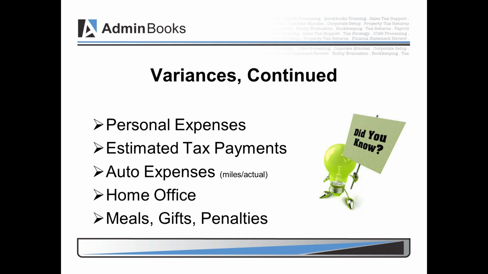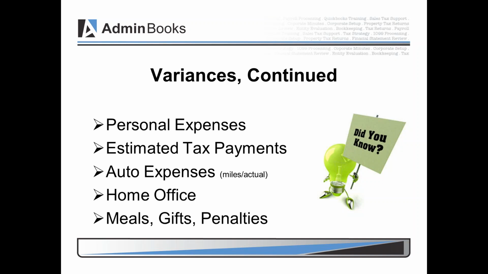Estimated tax payments are below the line for a sole proprietorship, and typically for an S Corp, you're not making estimated tax payments for the corporation. So that's really a distribution for an S Corp, which is a balance sheet item. So you can see, one's a P&L item, one's a balance sheet item.